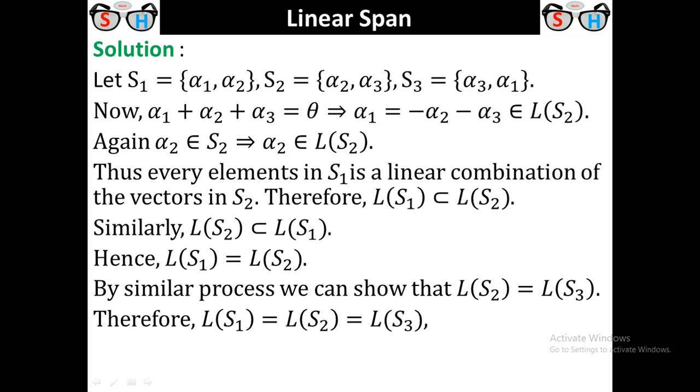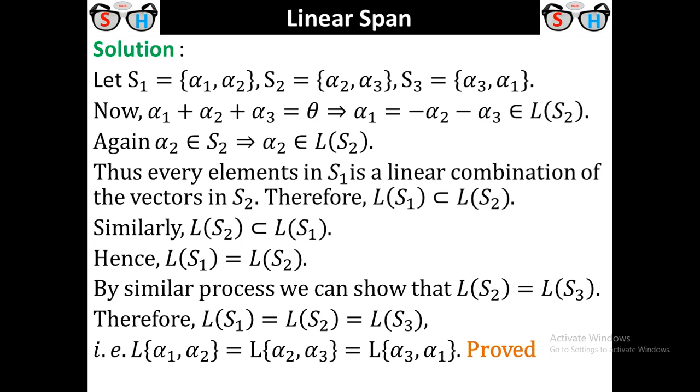That is, S1 means L of alpha 1 alpha 2, L of alpha 2 alpha 3, and L of alpha 3 alpha 1. Here S1 is alpha 1 alpha 2, S2 is alpha 2 alpha 3, S3 is alpha 3 alpha 1. So L of alpha 1 alpha 2 equals L of alpha 2 alpha 3 equals L of alpha 3 alpha 1. Hence the problem is solved.